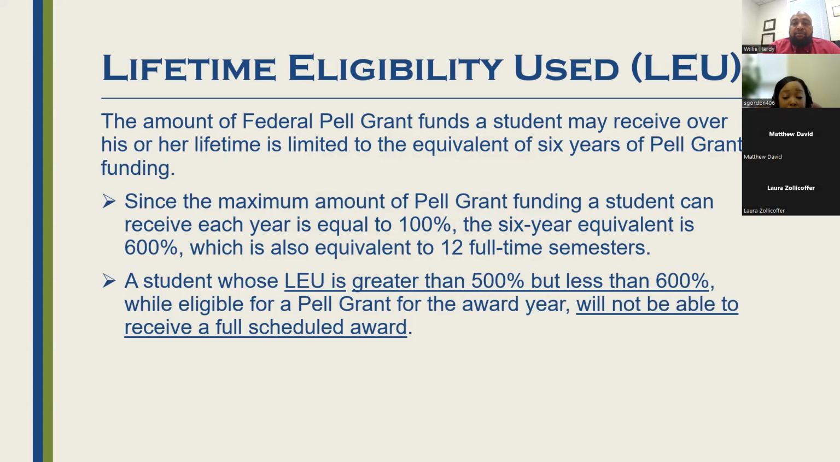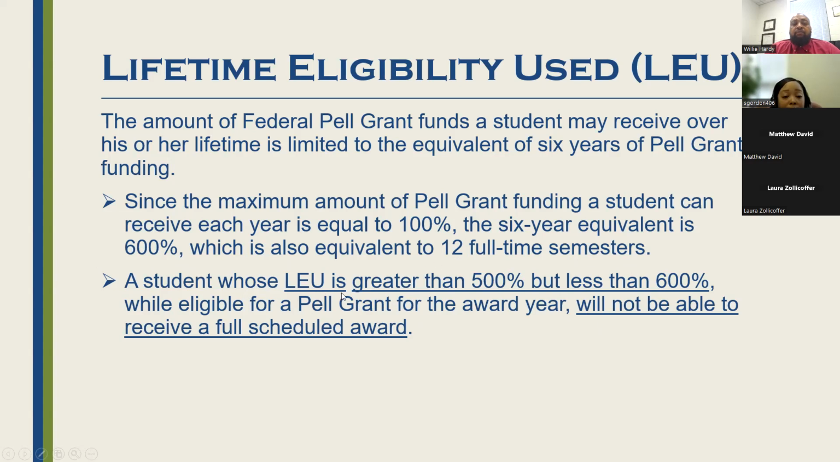Each semester, if you register for 12 or more credits, that's considered 50%. So if you were at 12 credits this past fall and 12 credits this spring semester, that means you have used 100% of your Pell Grant. And the maximum that you can receive for a lifetime is 600%. So that's why we say 12 full-time semesters is equivalent to the 600% that you can receive for a lifetime, and vice versa: 600% is equivalent to 12 semesters that students can receive financial aid.